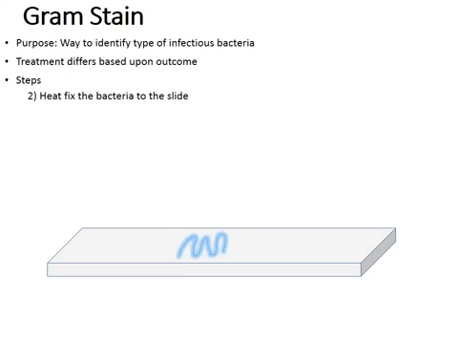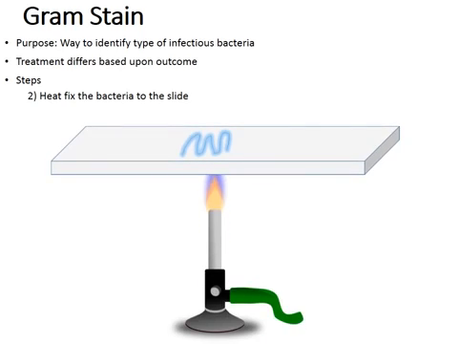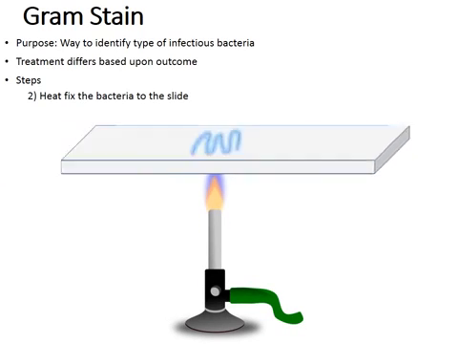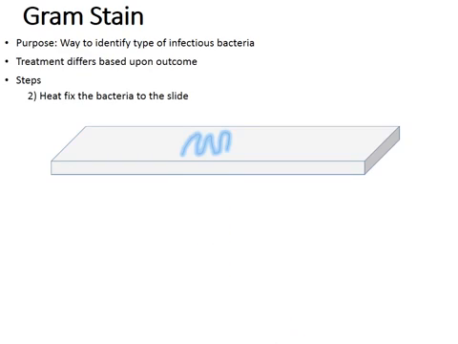The next step is we're going to fix the bacteria to the slide so they don't get washed away when we do the upcoming steps in the gram stain. We're going to do that by taking our glass slide and passing it over an open flame a few times, and the heat will fix the bacteria to the slide. As I said, this way they don't get washed away when we start using some of the chemicals in the latter steps.